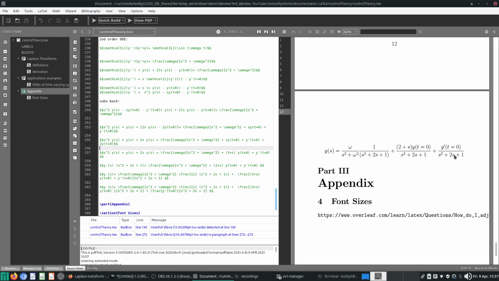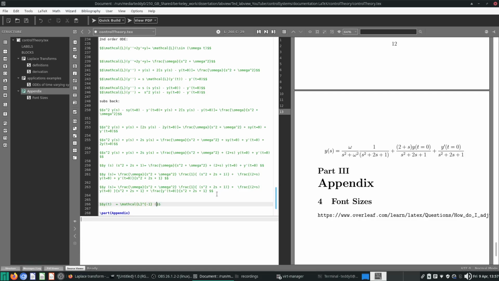This thing here, we can just inverse Laplace transform. This thing you can also inverse Laplace transform. Basically all of these things you can inverse Laplace transform, so we can find y of t. So y of t equals the inverse Laplace transform, mathcal L inverse, of all of these terms inside here.